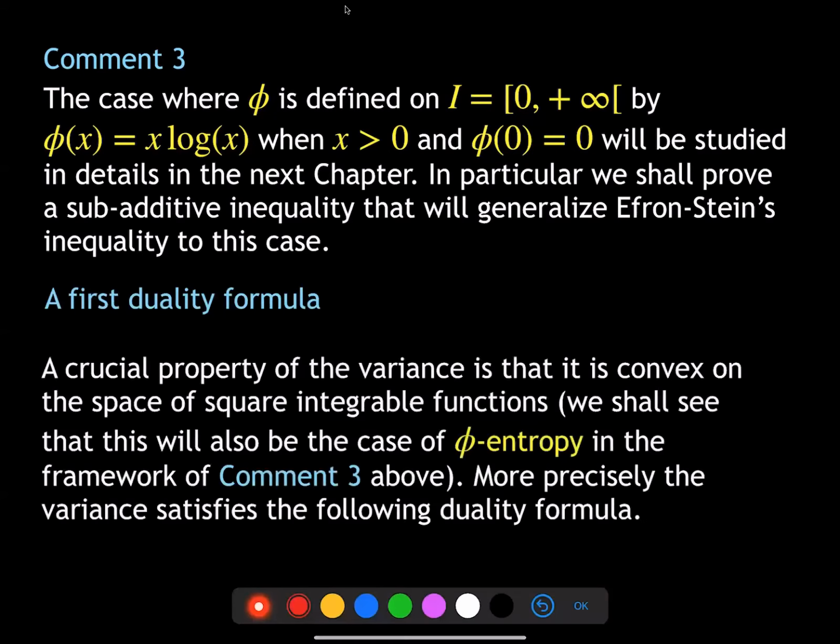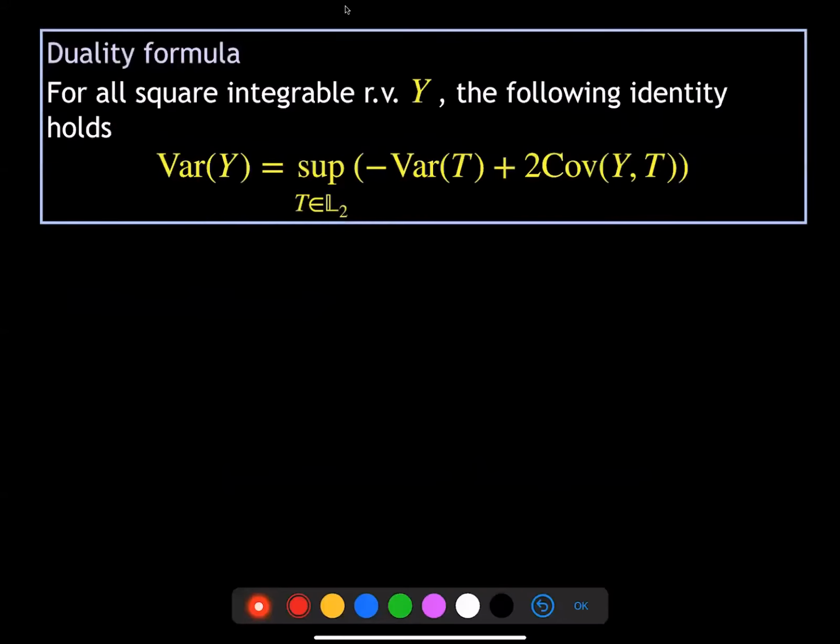And as a functional on the class of square integrable variables, this functional is itself convex in a strong sense, that is, you have a duality formula. So what do I mean by a duality formula? You can express the variance as the sup of a linear functional of y minus some constant. So it's a sup of affine quantities with respect to y. So this is a duality formula.